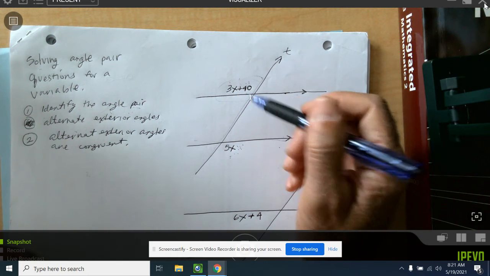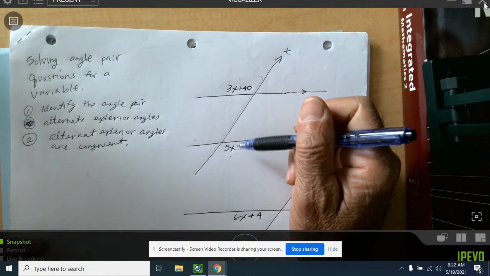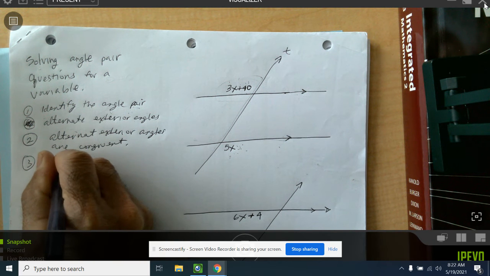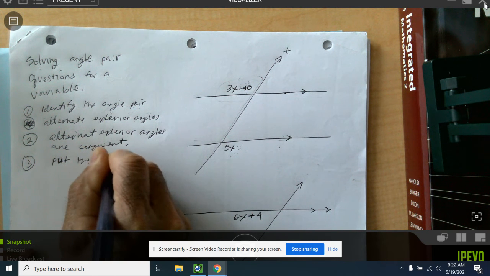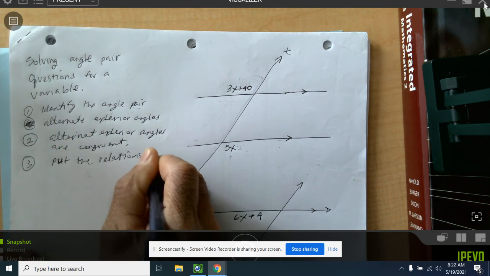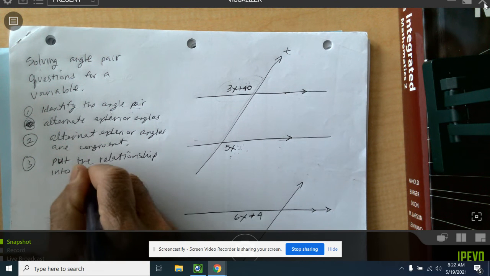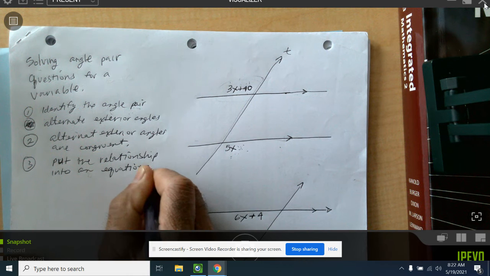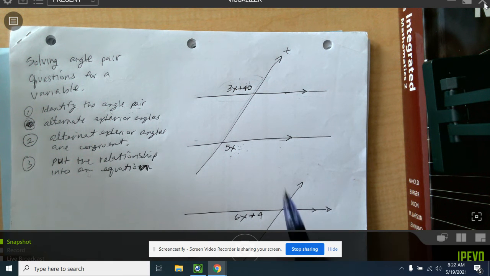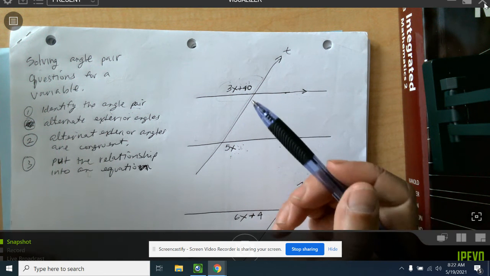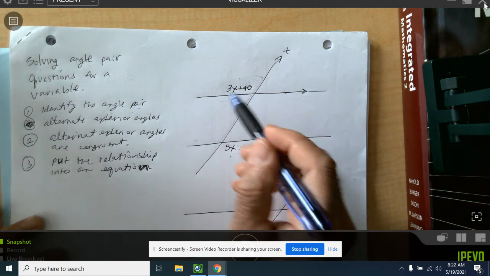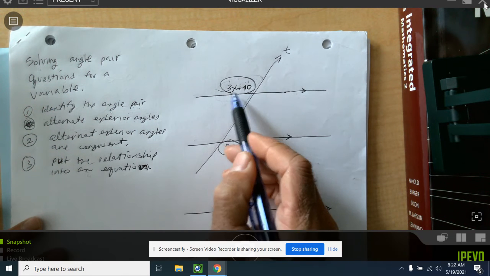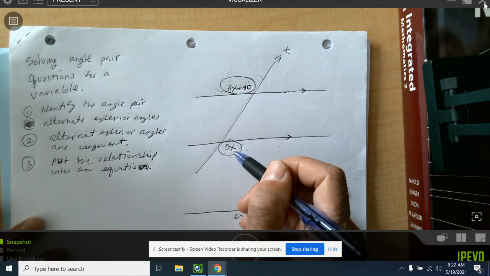So the second part is to know what the relationship is. And the third step is to put that relationship into an equation, or to write an equation based on the relationship. The easiest way to do that is just to look at all the operations. In this case, we're just going to take two different expressions. This will be 3x plus 40. You'll say it exactly the way it's written there. And this is 5x.